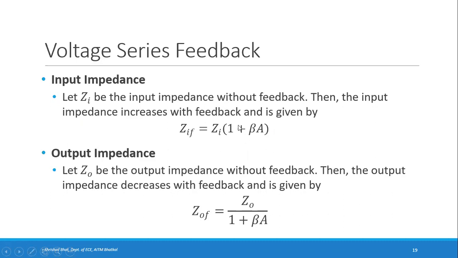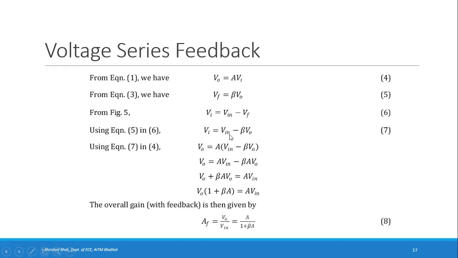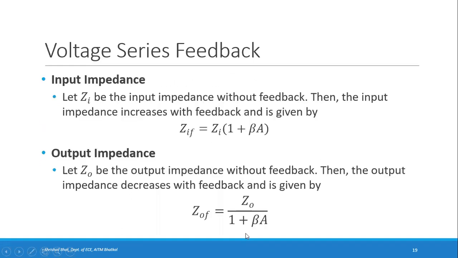Just remember that the 1 plus beta A factor actually comes from this particular factor, where gain with feedback is gain without feedback divided by 1 plus beta A. So that's why the input impedance increases by the same factor. Similarly, if output impedance without feedback is Z0 and output impedance with feedback is Z0F, output impedance is decreased by 1 plus beta A times.